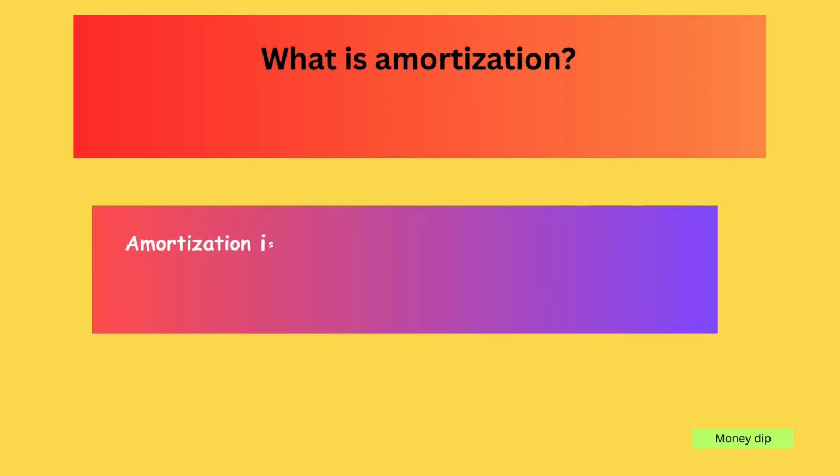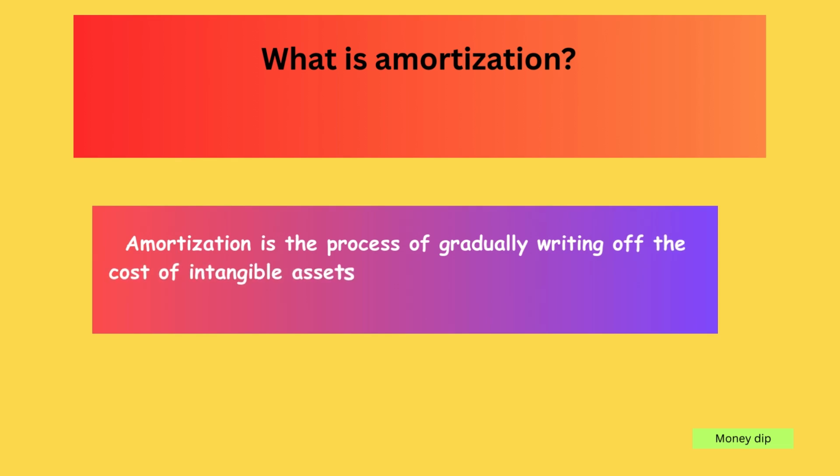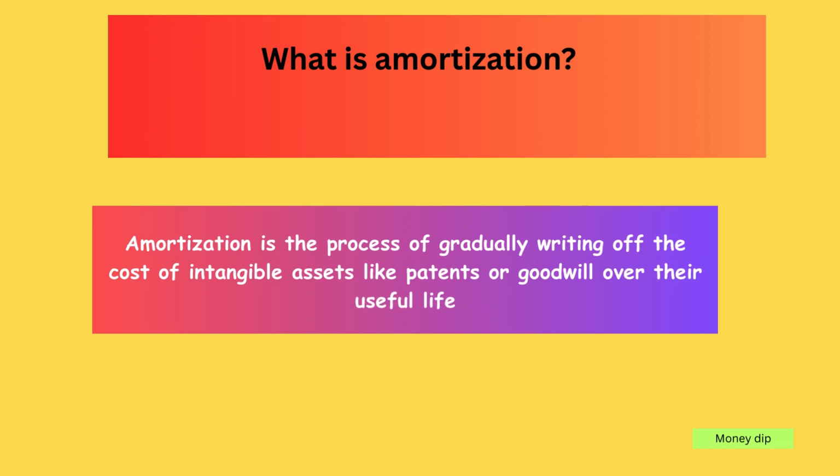What is amortization? Answer. Amortization is the process of gradually writing off the cost of intangible assets like patents or goodwill over their useful life.